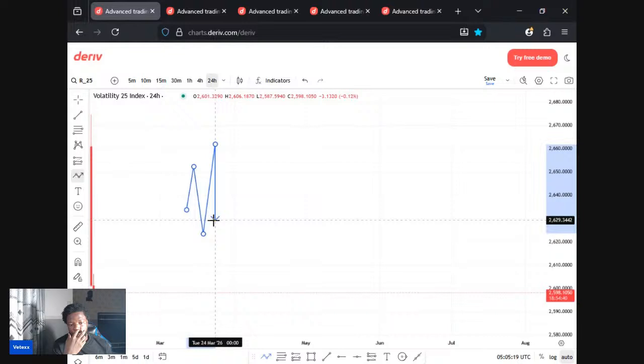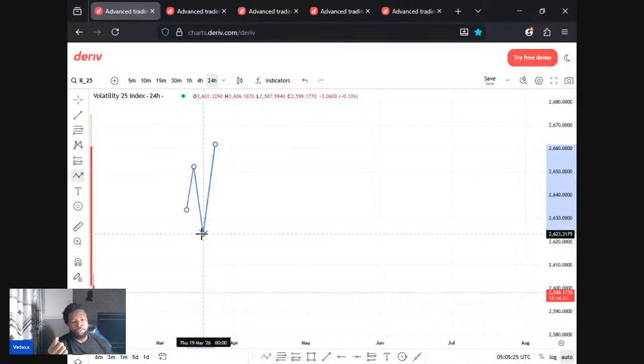And then this low here, we anticipate price to take it out to give us our first break of structure, which is our rule number two. Rule number one, there must be a sweep of liquidity. Rule number two, there must be a break of structure. So now price has broken this structure, all right?